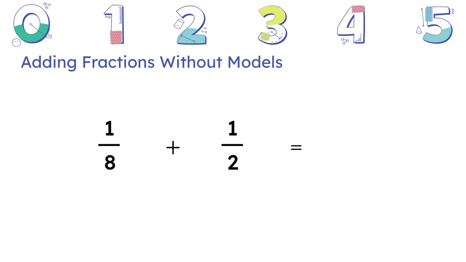Let's try another one, this time without models. We're asked to find the sum of 1/8 and 1/2. We remember that the first step in finding the sum of two fractions is to make the denominators the same. In other words, we need to find a common denominator. To find a common denominator, we need to find the least common multiple, or LCM, of 8 and 2.